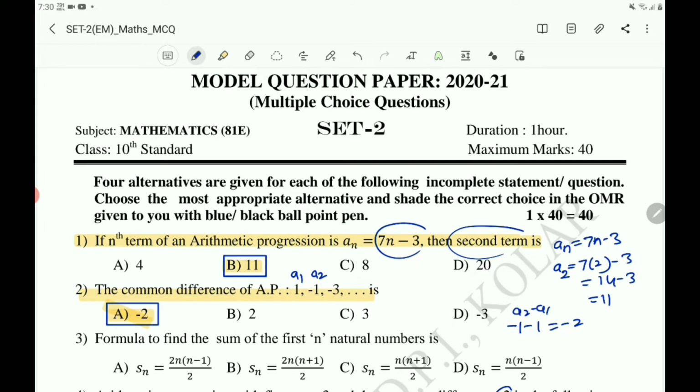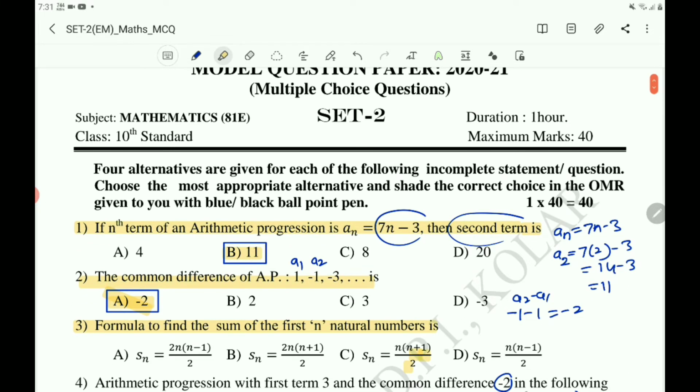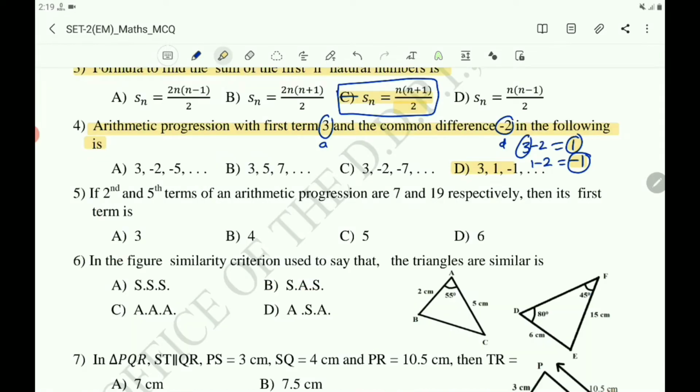Then the next question: the formula to find the sum of the first 10 natural numbers. The formula to find the sum of the first n natural numbers is Sn equals n into n plus 1 by 2. Note down the answer, option D.